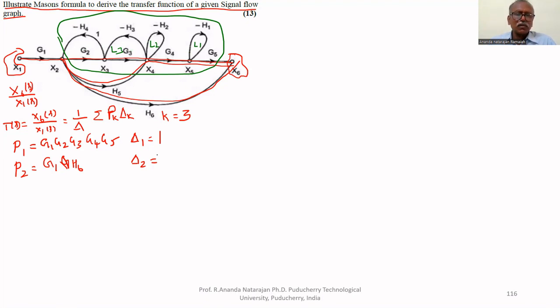Therefore, the delta for this graph we have to write. That is 1 minus H1 minus H2 minus G3 H3, plus the gain products of non-touching loops. These two are non-touching each other, L1 and L2, that is H1 H2. Minus H1 minus H2, therefore plus H1 H2.